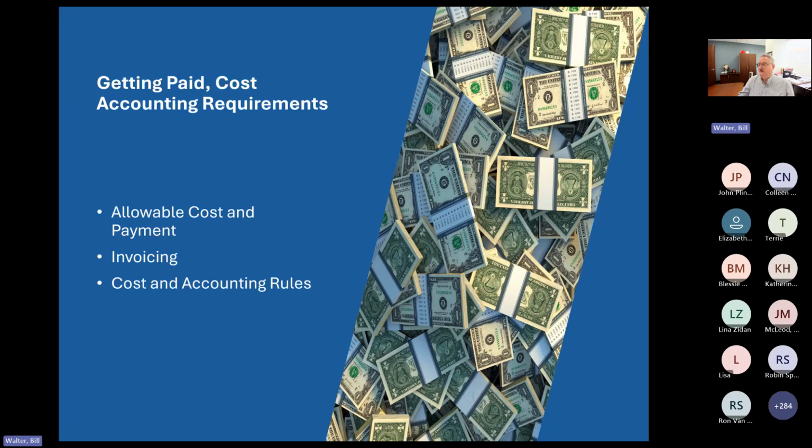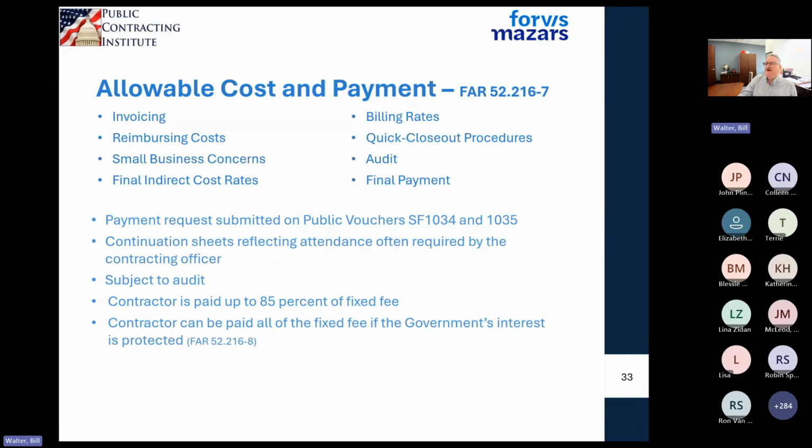Okay, so the next 15 minutes, we want to talk about allowable cost and payment, invoice, and some of the cost accounting rules. We're not going to get into too much detail here, but there's a clause in all cost type contracts, should be, that's called allowable cost and payment, and that's at FAR 52.216-7. It tells you how to bill, the forms to use. You can invoice a couple of times a month, every 2 weeks. You can get your allowable costs reimbursed. If you are using provisional indirect rates, it'll tell you how to get your final indirect rates.